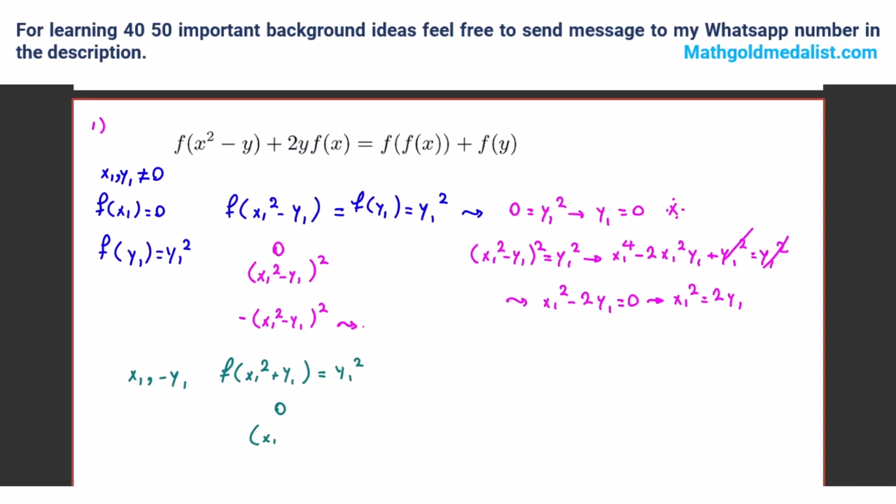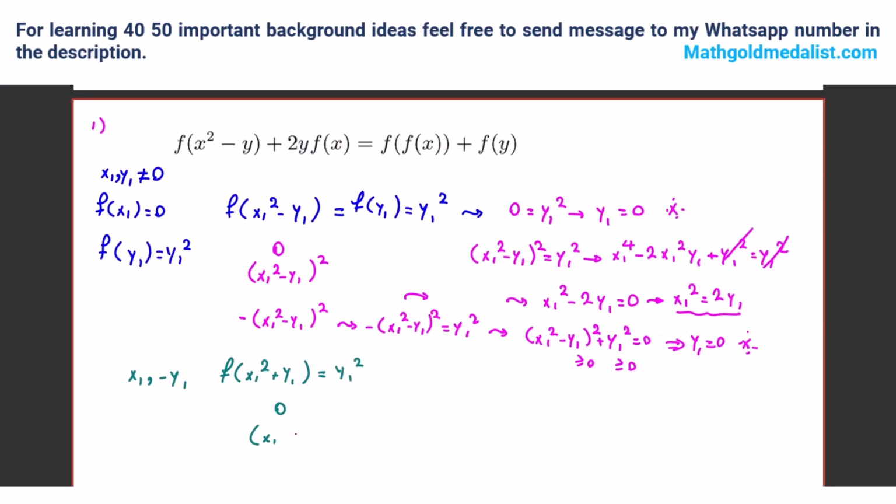Why? Because from here, negative x1 squared minus y1 whole squared is equal to y1 squared. You can take it to the right hand side. So x1 squared minus y1 squared plus y1 squared is equal to 0. And because they are real numbers, they are at least 0, so we can conclude both of them should be 0, y1 is 0, that's a contradiction. So the only thing that we can consider is what?